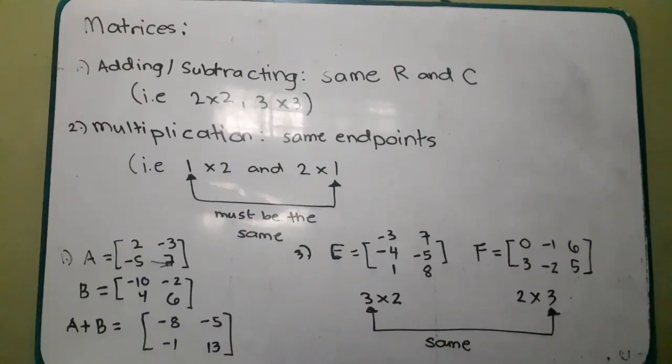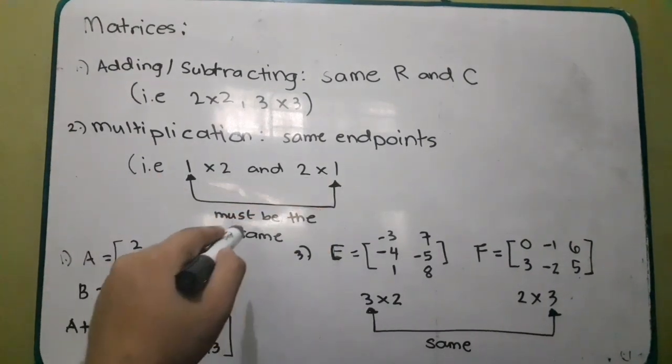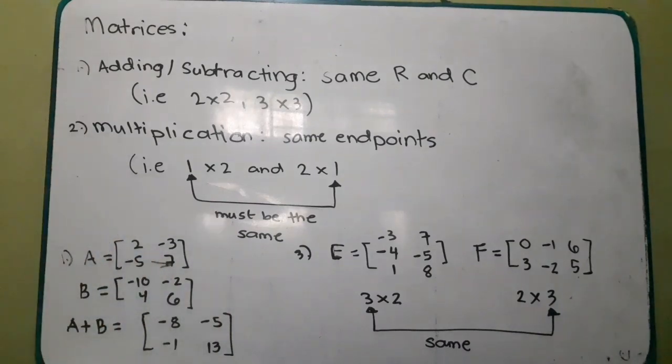Next is our operation for matrices. We follow rules for adding, subtracting, and multiplying matrices. First is for adding and subtracting. They should have the same rows and columns. For example, both should be 2 by 2, 3 by 3, or 4 by 4. Only then can they be added or subtracted. Next is multiplication. They must have the same endpoints. So, let's say we have a 1 by 2 matrix and a 2 by 1. The endpoints, this and this, must be the same for them to be multiplied. So, let's take, for example, number 1.